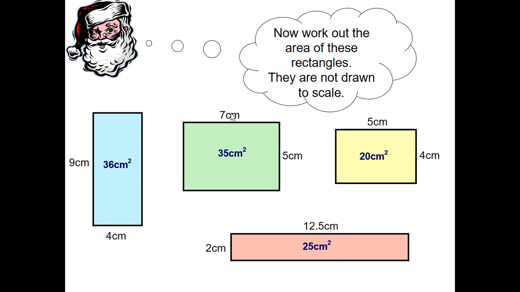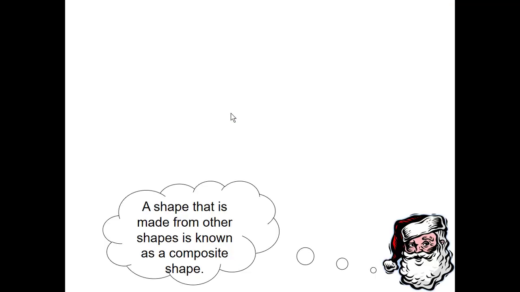12.5 multiplied by 2 is the same as 12.5 plus 12.5, and you know 12 plus 12 is 24, and 0.5 plus 0.5 is 1, so 1 plus 24 you get 25. That is how I got the answer for that one.